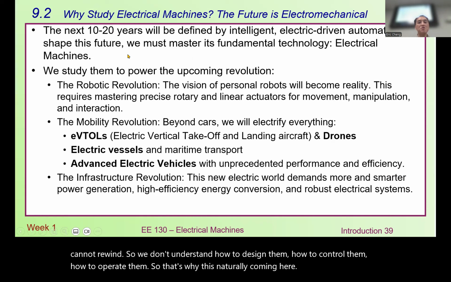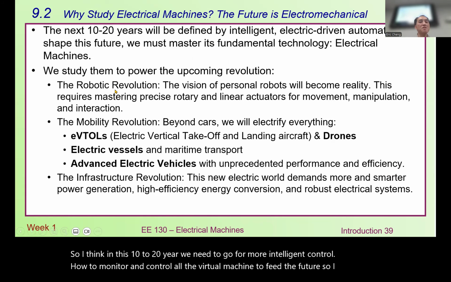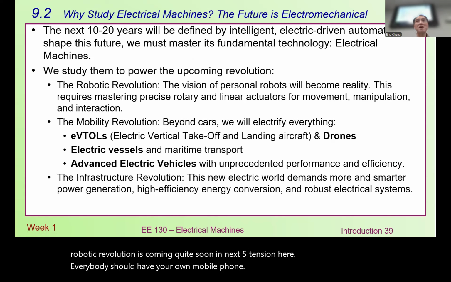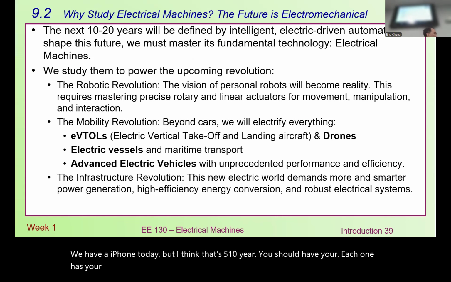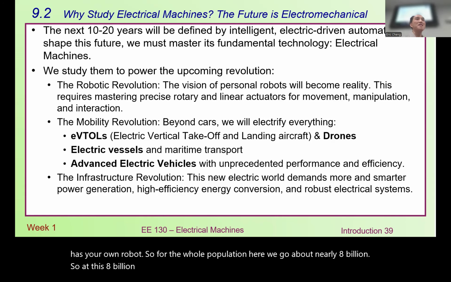I think in the next 10 to 20 years, we need to go for more intelligent control, how to monitor and control all the electrical machines to fit the future. I think the robotic revolution is coming quite soon. In the next 5, 10, 20 years, everybody should have your own robot. We have an iPhone today, but I think in the next 5, 10 years, each one of you should have your own robot. For the whole population here, we have nearly 8 billion, so at least 8 billion robots will appear in the next 20 years.